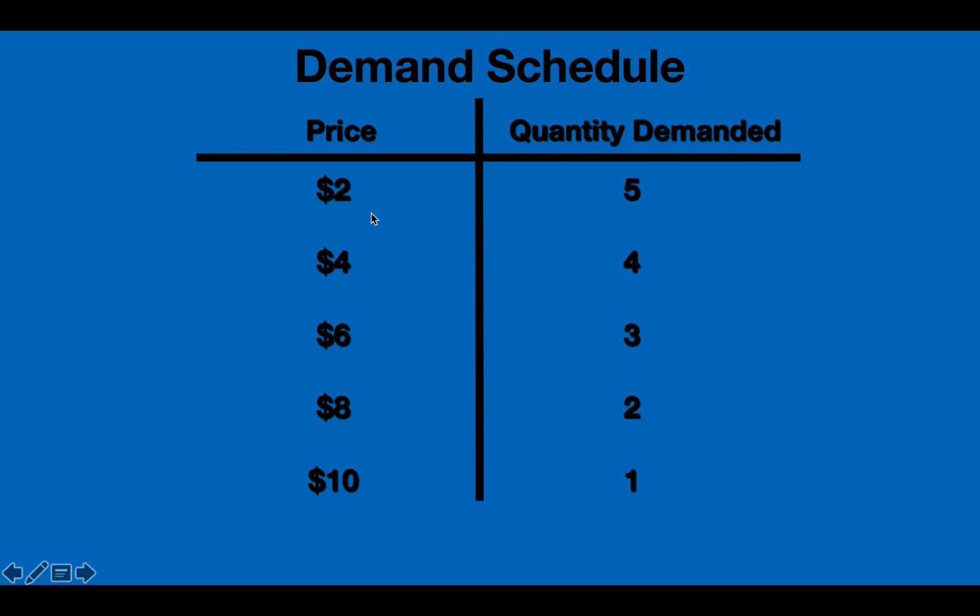So for example, if the price of something is $2, maybe somebody wants 5 of that item. As the price gets more expensive, maybe they want one less, and as you can see, as the price goes up, the quantity demanded goes down. That's that inverse relationship.